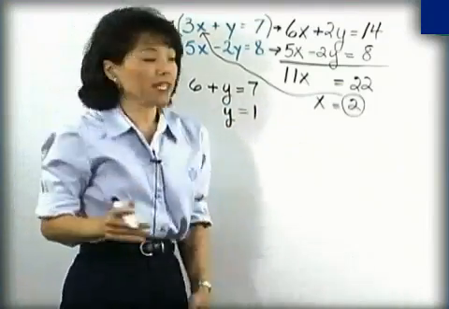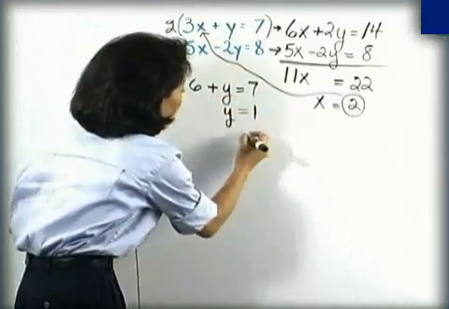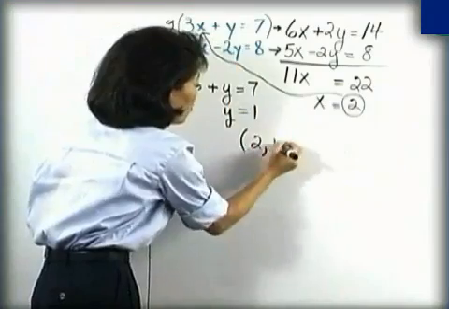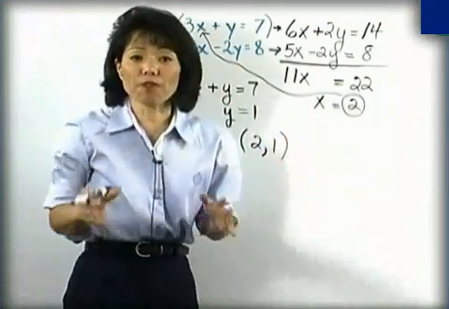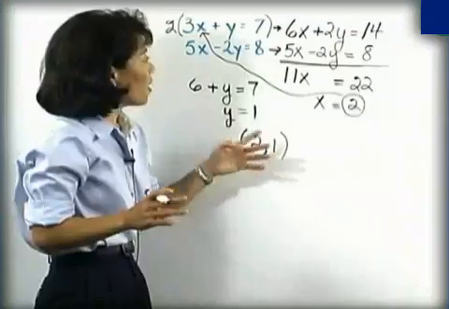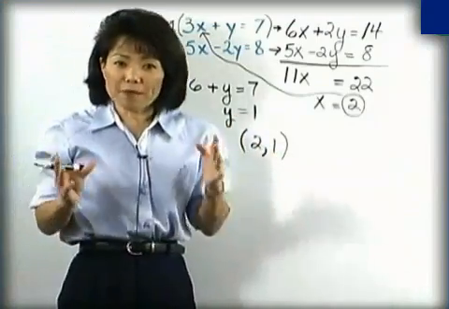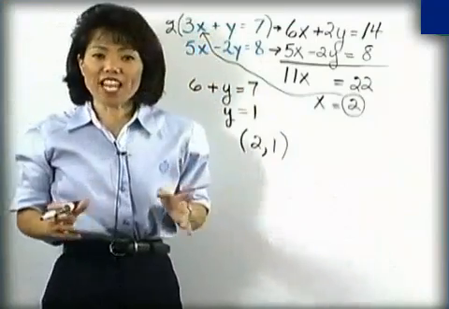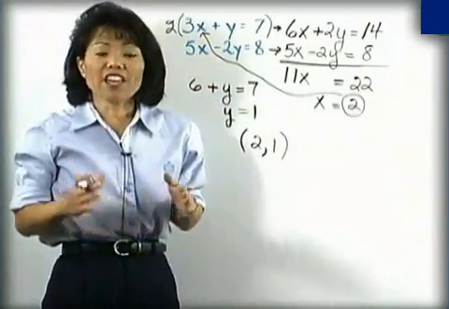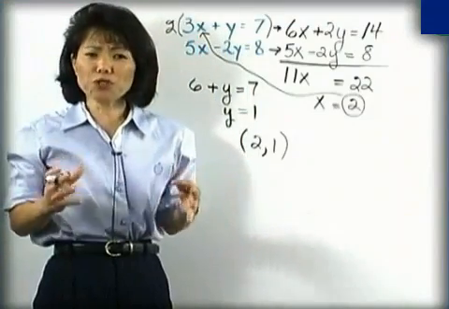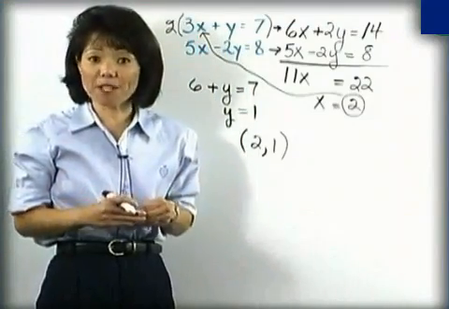Now again, what does that mean? That means that the ordered pair of my solution is simply 2, 1. Don't get that mixed up. Remember, it's x, y, or in this case, it's 2, 1. What does that mean to me? It means that if I were going to graph these two equations on the same coordinate plane, they would intersect at the point 2, 1. 2, 1 is what they have in common.